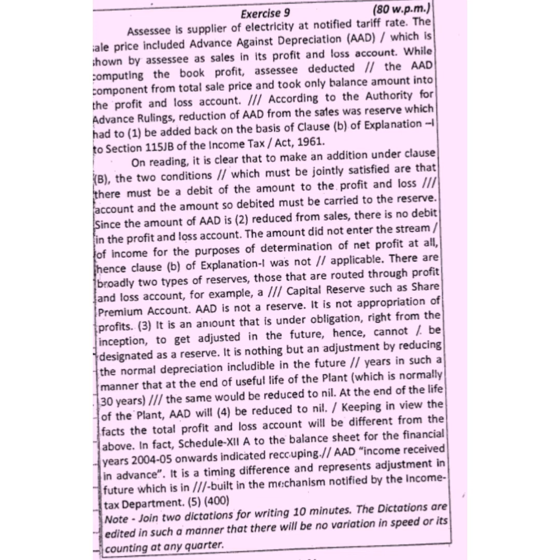It is nothing but an adjustment by reducing the normal depreciation includable in the future years in such a manner that at the end of useful life of the plant, which is normally 30 years, the AAD will be reduced to nil at the end of the life of the plant. Keeping in view the facts, the total profit and loss account will be different from the above.